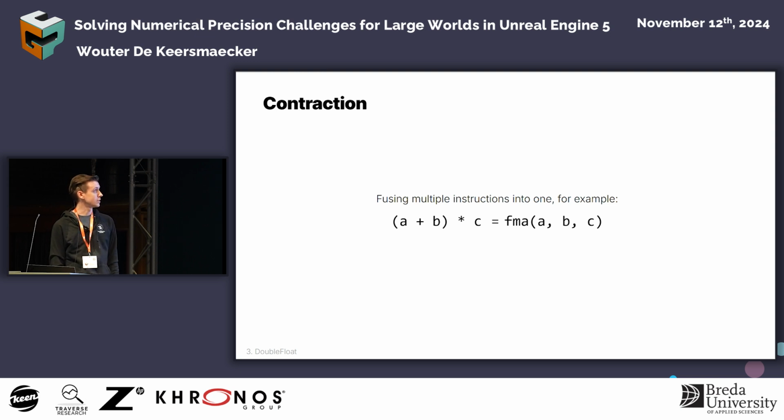Contraction. Contraction refers to fusing multiple instructions into one or vice versa. So for example, here we have addition and then multiplication, which can be combined into a single fused multiplication and addition operator. But these fused operators typically have different precision semantics than the separate operations. And again, some of the functions for double floats will break if contraction is allowed.